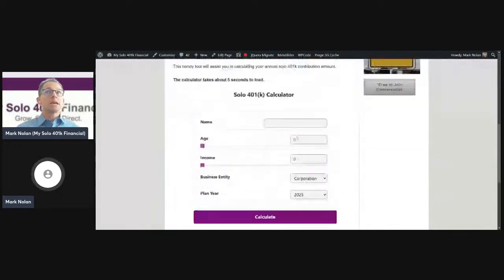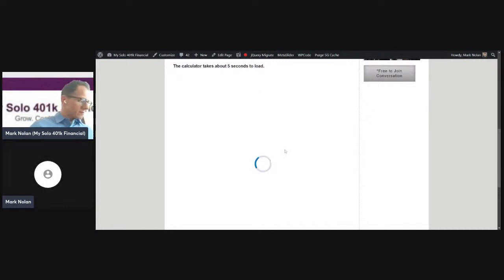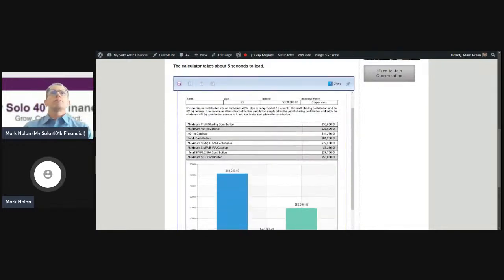So this person, let's say, is age 63, because you can do a super catch-up if you're age 60, 61, 62, or 63. Income is going to be $200,000 of self-employed W-2 wages from the S-corp for tax year 2025. Here, the total that can be contributed is going to be $81,250. So you cannot contribute more than that in total contributions.